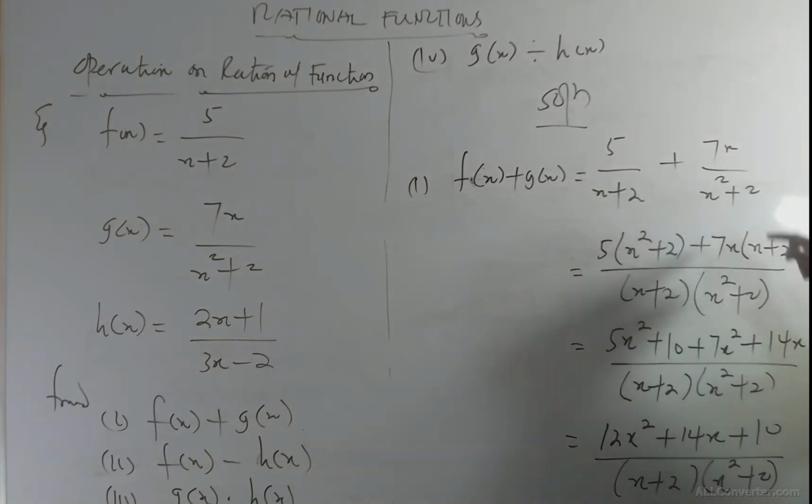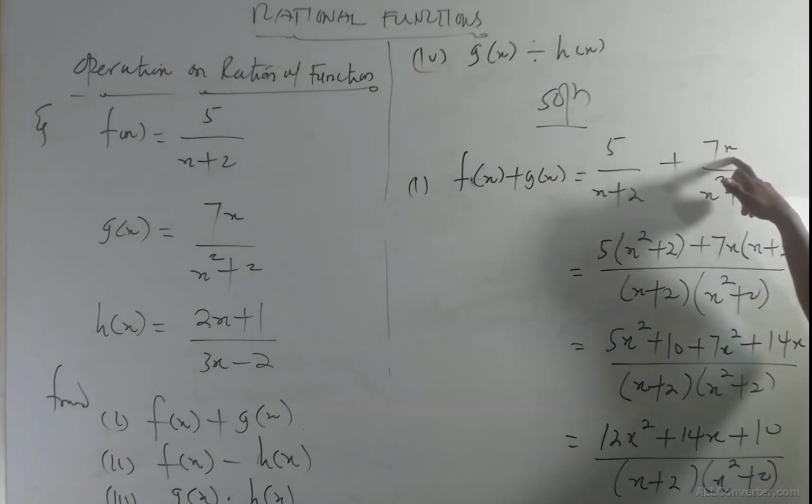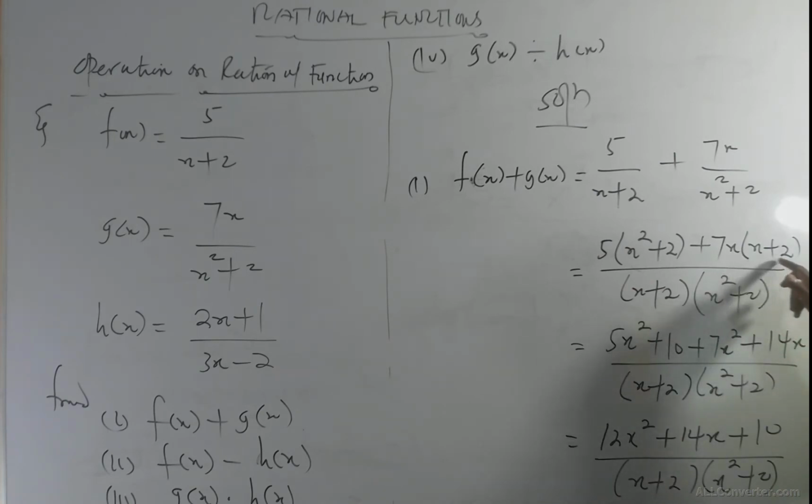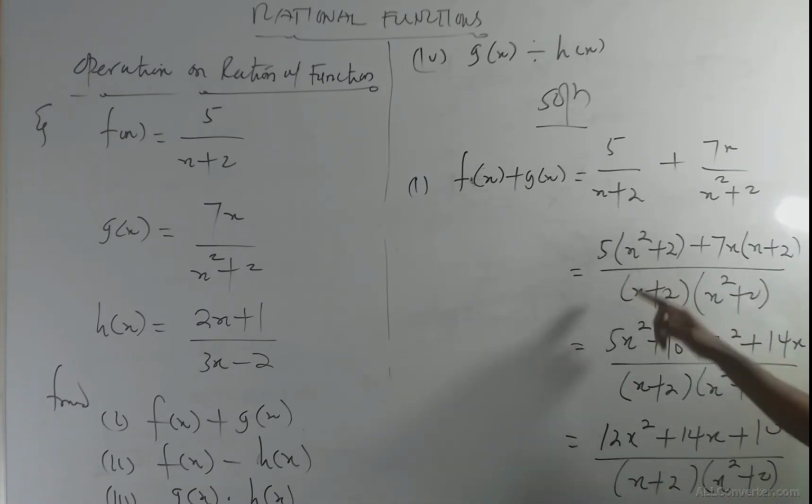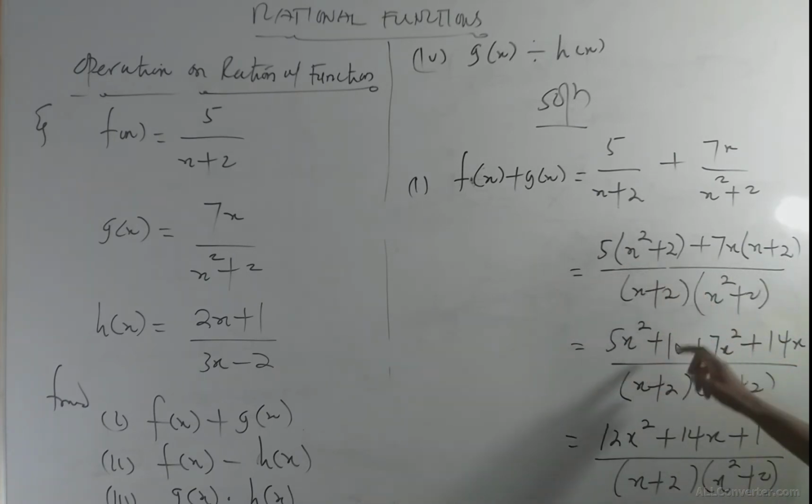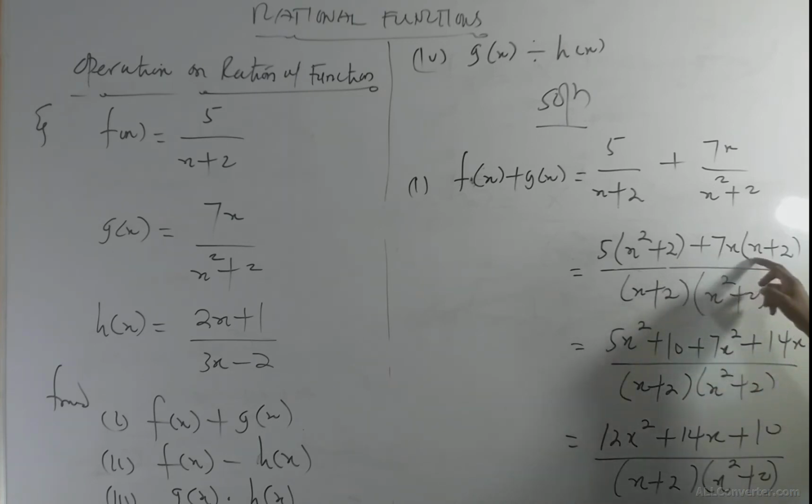Then plus, this will cross out this, and we are left with this. And this will be used to multiply the numerator of that expression. So we have 7x times x plus 2. Then 5 times x squared, 5x squared, plus 5 times 2 is 10. Plus 7x times x is 7x squared. Then 7x times 2 is 14x.